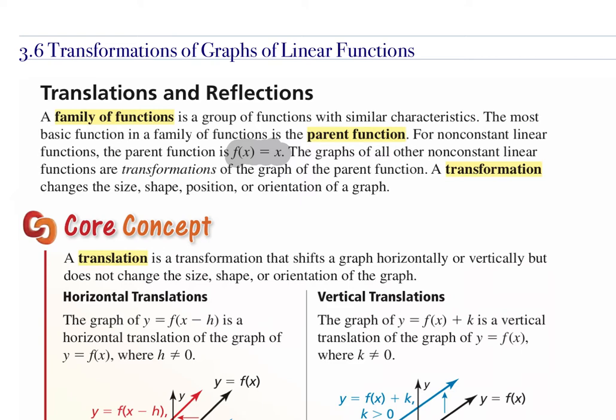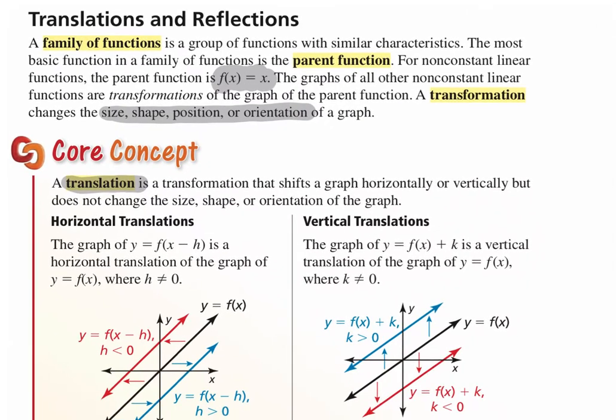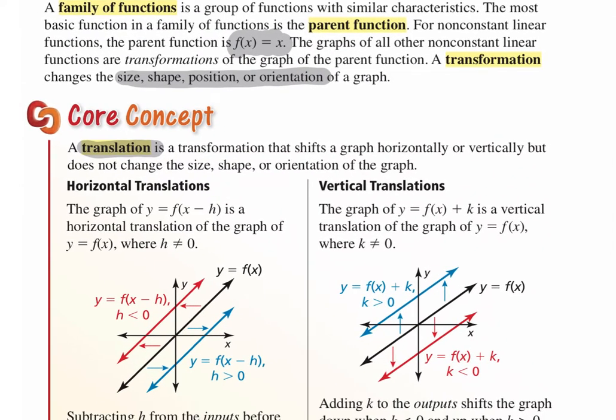Now, it says a transformation changes the size, shape, position, or orientation of a graph. So we're going to be learning about transformations that do all of those. But the first one, the most basic one, is something called a translation. A translation is when you move something in one direction. You don't change the size of it. You don't change the shape of it. You just move it from one point to another. We can either move something left, right, up, or down. Anything that's horizontal would be left to right.